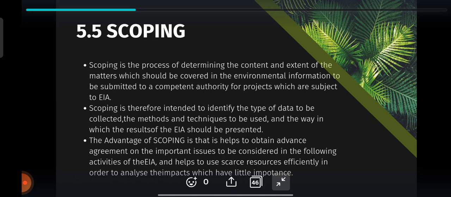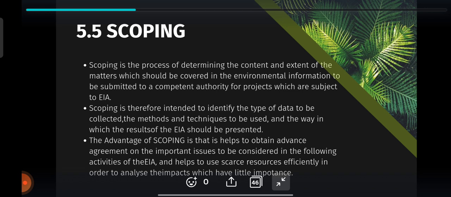So, scoping is the process of determining the content and extent of the matters which should be covered in the environmental information to be submitted to a competent authority for projects which are subject to EIA. Scoping is therefore intended to identify the types of data to be collected, the methods and techniques to be used, and the way in which the results of EIA should be presented.